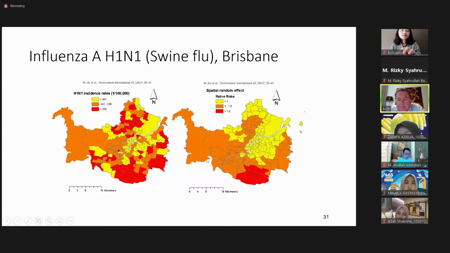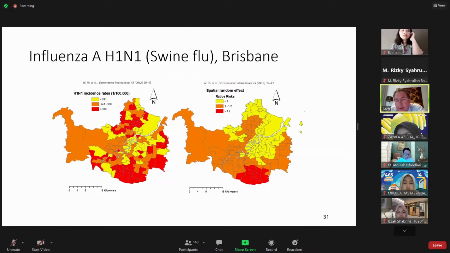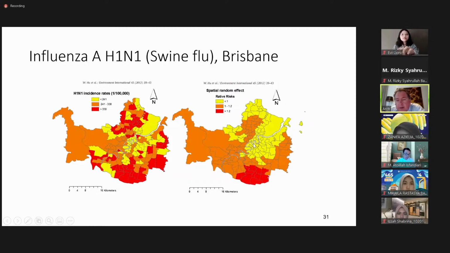So it's also taken out the effective number of covariates. And what we can see is that in the underlying spatial pattern, there is clearly a cluster in the southern part of Brisbane. And the central area of Brisbane and the eastern part of Brisbane is a lower risk area. Okay, so it's statistically smoothing out the data to identify the underlying spatial structure.